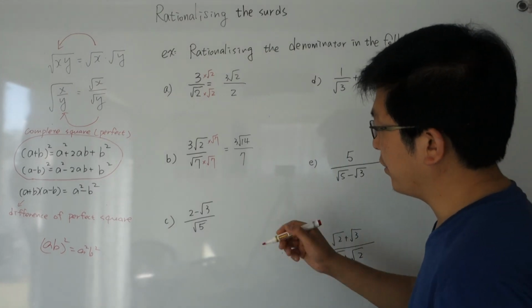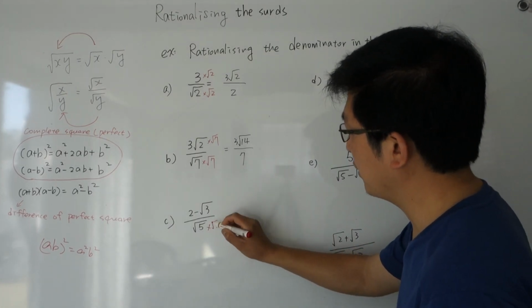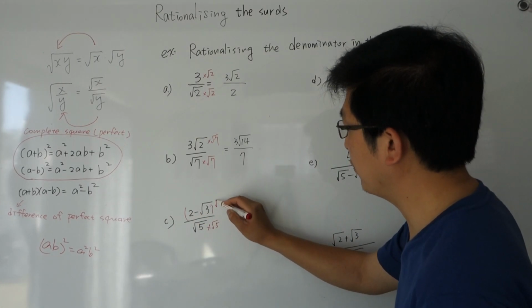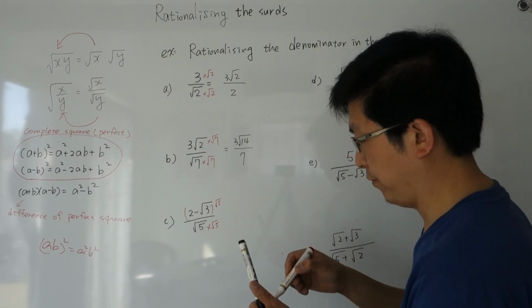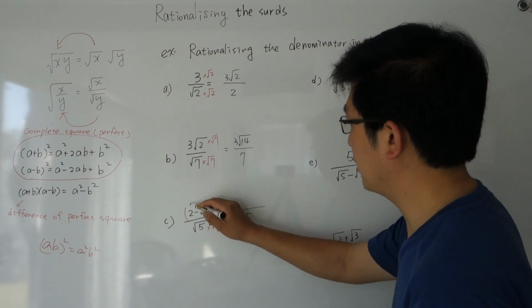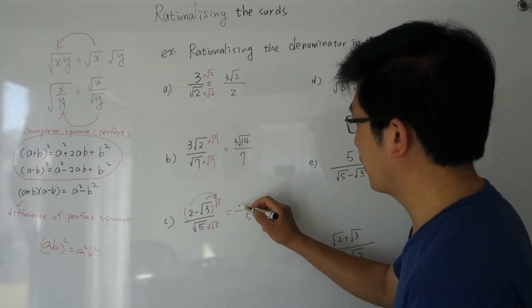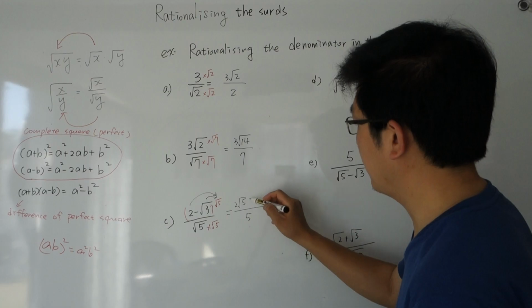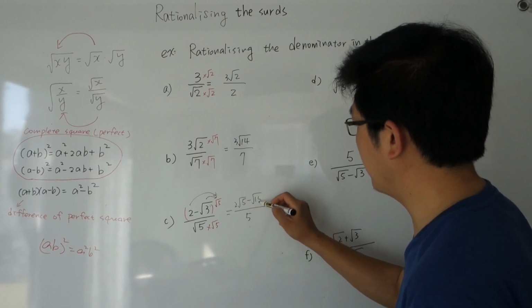The same. I just times everything by square root 5, and here the bracket times square root 5. So we use the distribution law. Bottom is 5 and the top becomes 2 square root 5 minus square root 15, right?